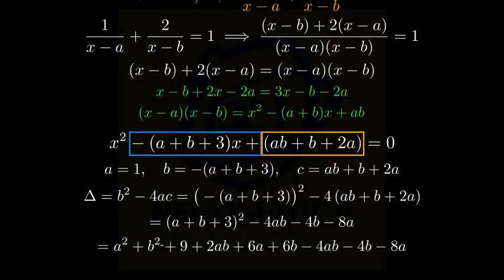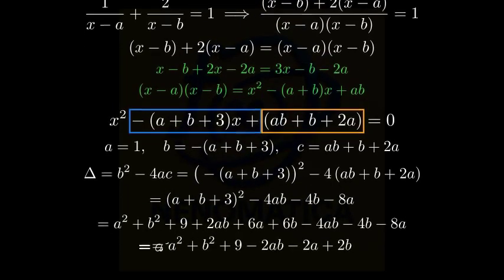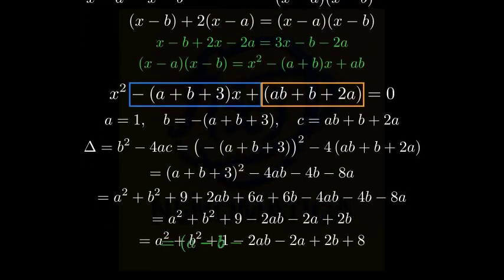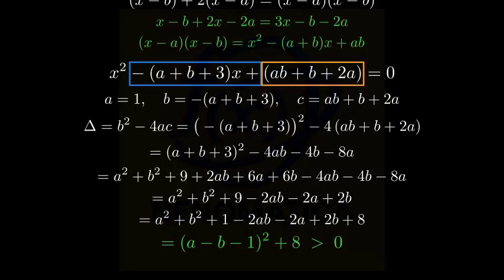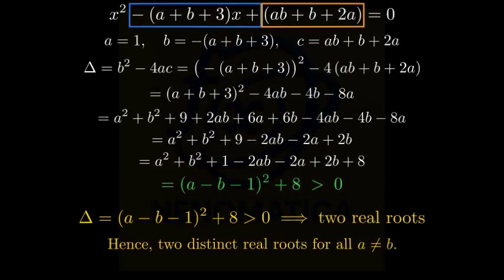Since delta equals a perfect square plus 8, it is strictly positive for all real a and b. Therefore, the quadratic has two distinct real roots for any a not equal to b.